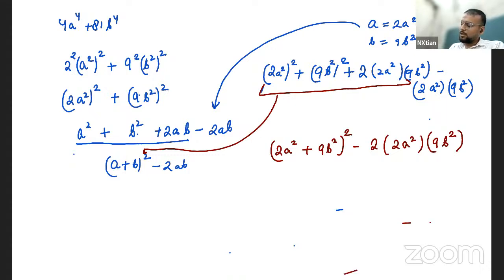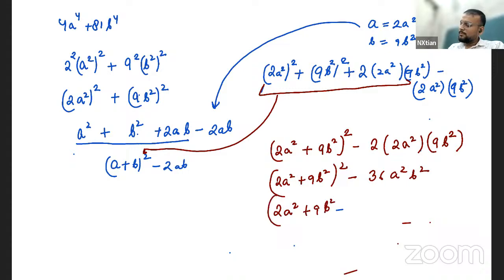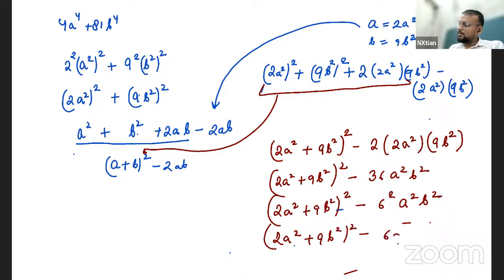Yeah. So now it will become 2a square plus 9b square whole square minus 2 into 2 into 9, that is 36 a square b square. So I can write it like this also: 2a square plus 9b square whole square minus 6 square a square b square. So 2a square plus 9b square whole square minus 6ab whole square.